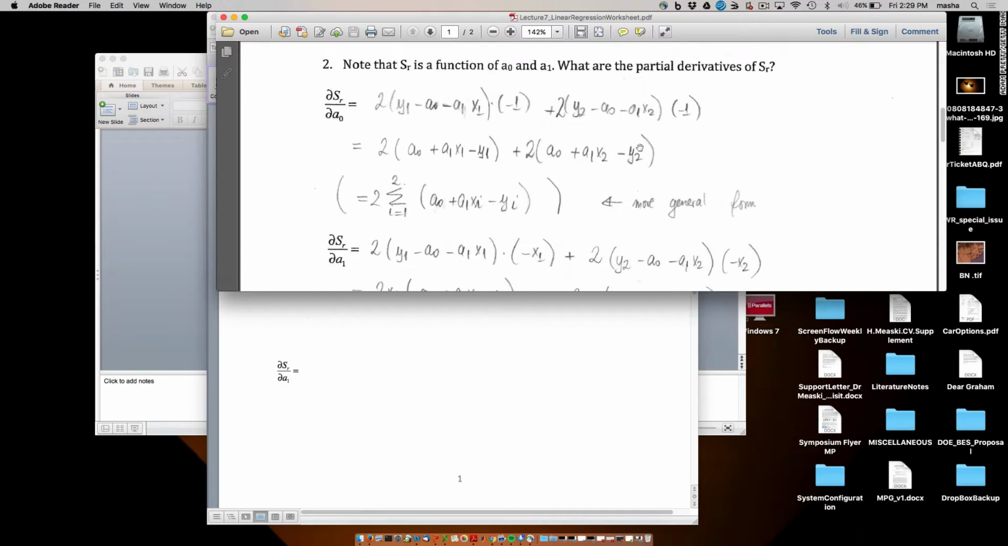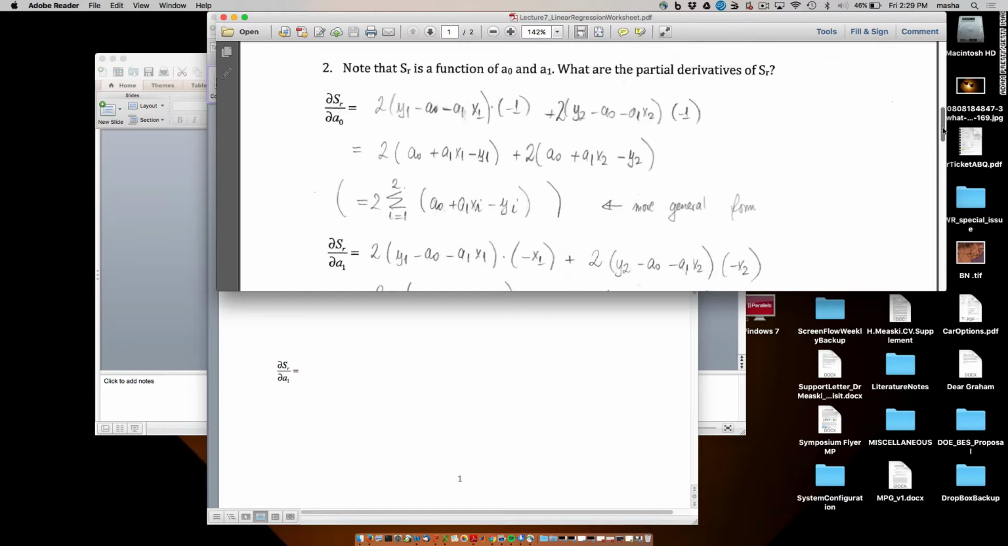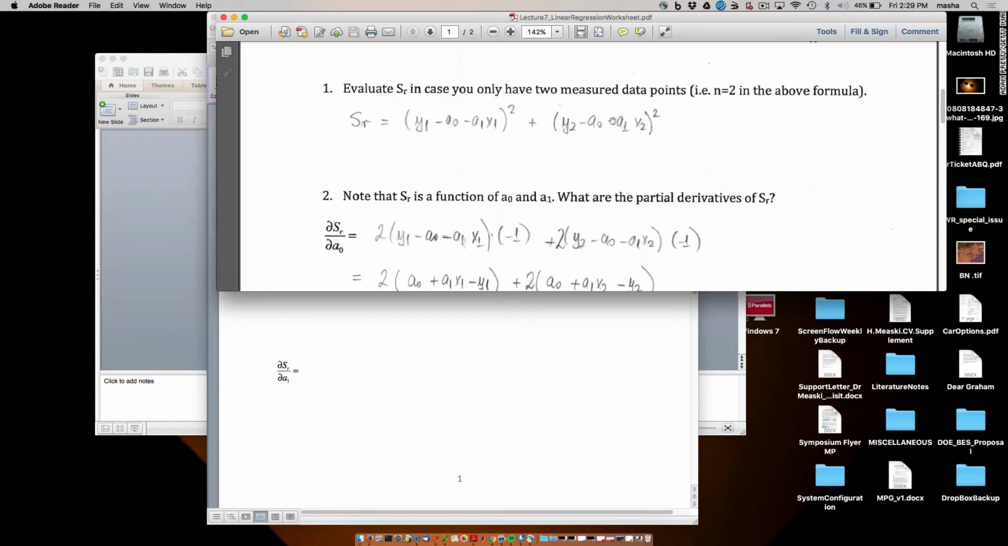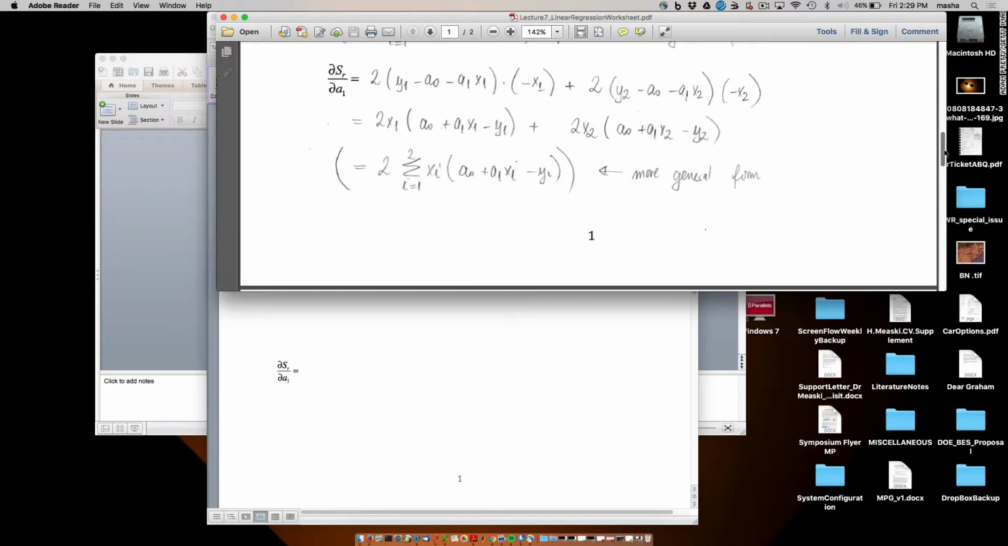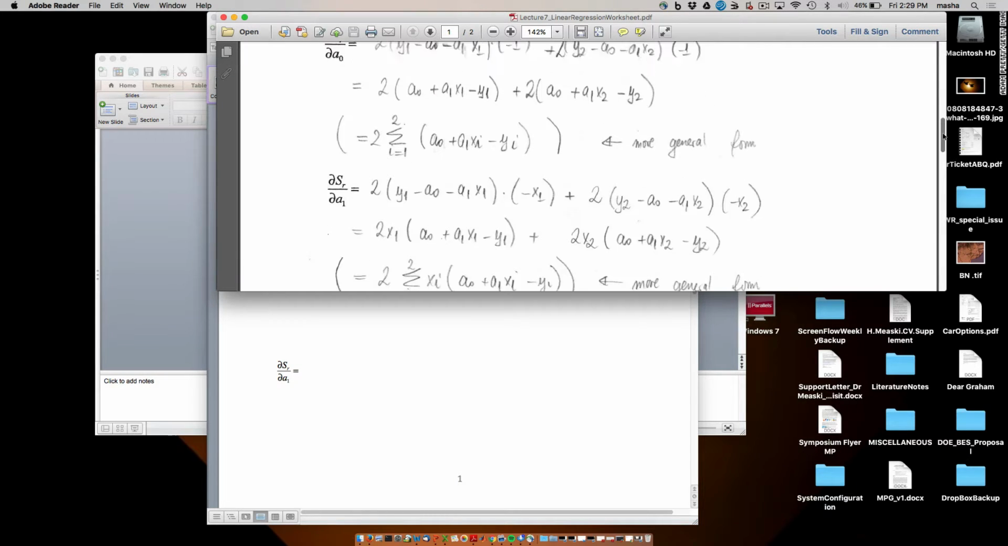Yeah, you have to go through both terms. I have A0 in both terms. I'm doing a derivative with respect to A0. Why is it A9? Oh, never mind. I have A0 in both of these terms, so I do have to take the partial derivative of both. And then the second one is the partial derivative with respect to A1.